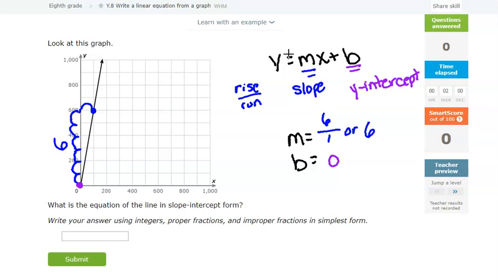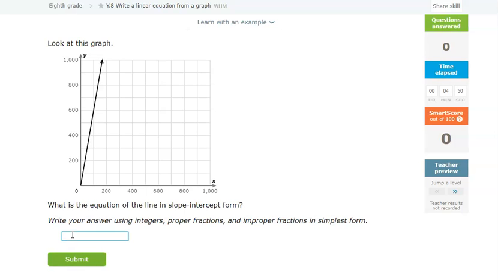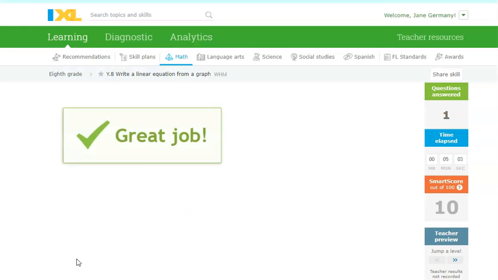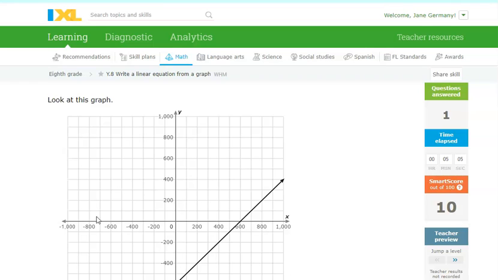Now once I have that, I'm going to write my equation here in slope-intercept form. So I'm going to put 6 in the place of my slope, and I'm going to put 0 in the place of my y-intercept. So my equation here is going to be y equals, my slope was 6, keep the x, very, very important, plus 0, my y-intercept. So that's what I'm going to put in, and that's how I'm going to get the correct answer.